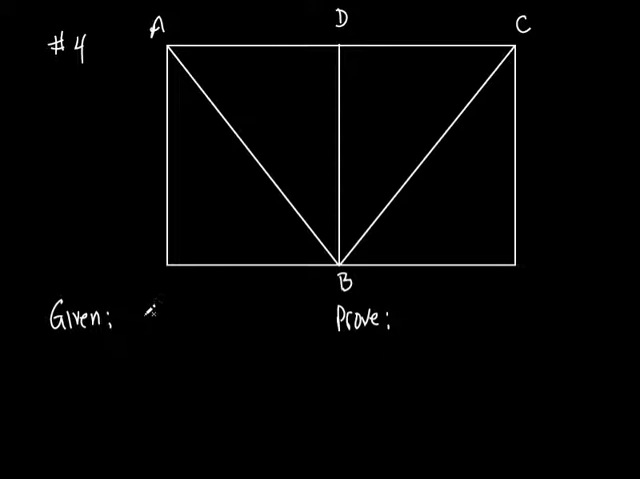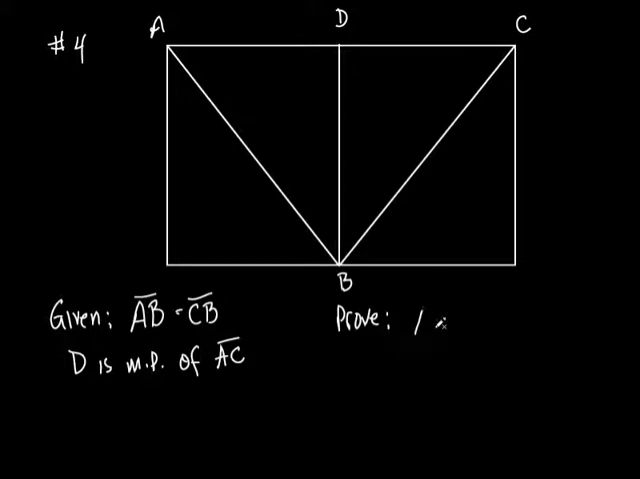So look what they give you. They give you that AB is equal to CB, line segments. And they also say that D, point D, is the midpoint, I'm going to shorten that a little bit, just put MP for midpoint, of line segment AC. All right, that's the stuff that they tell you about this picture right here. And they ask you to prove that the two triangles, now there's more than just two triangles in this picture, but triangle ABD is congruent to triangle CBD.